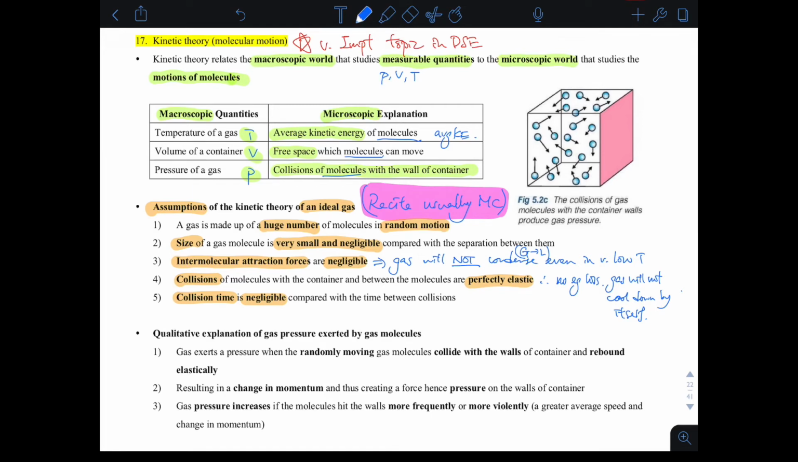And lastly, based on those assumptions, based on this kinetic theory, how can we explain how a gas can exert a pressure on a container? This is a very important explanation question in DSE. Please really recite it in great detail, every single word, because this is an explain question in DSE.